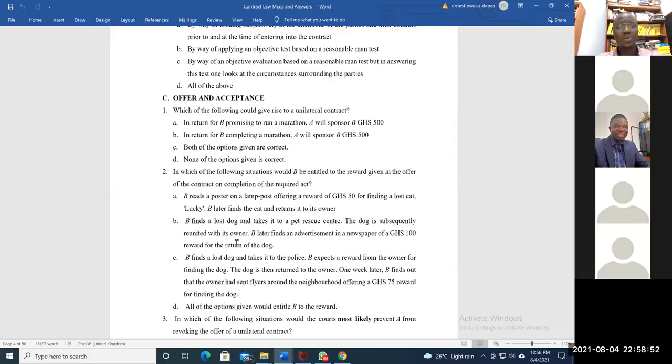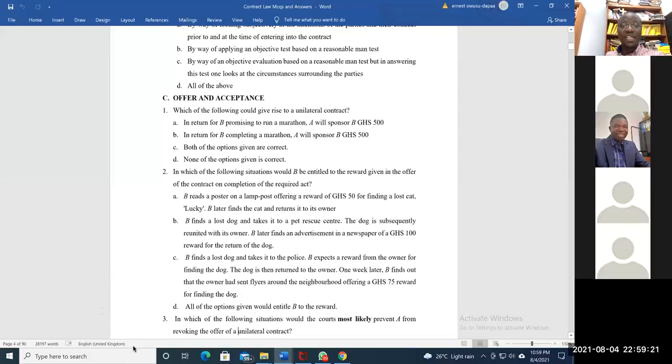So let's look at question 1 and the offer and acceptance. Which of the following could give rise to a unilateral contract? I hope you remember unilateral contract as opposed to bilateral contract. Before we look at the question, can anybody tell us what a unilateral contract is and what a bilateral contract is? Don't answer the question yet. We just want to understand the concept before we apply it to the question.